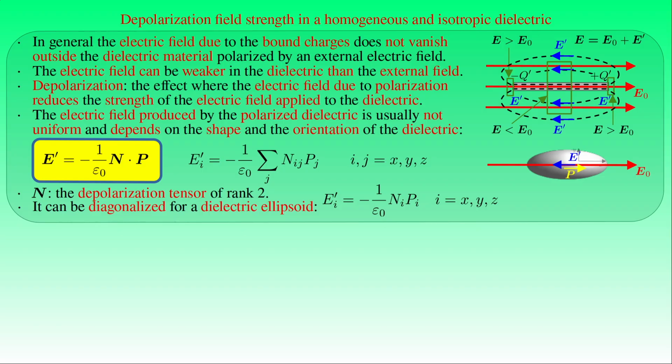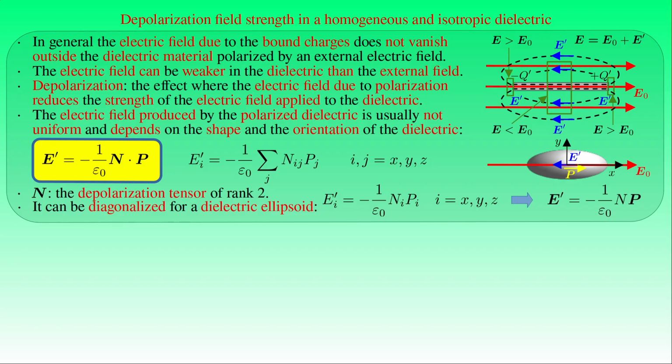If any of the coordinate axes is directed along the polarization vector and the corresponding principal axis of the ellipsoid, then we obtain a simple vector equation stating that the electric field E' is equal to -1 over ε0 times the product of the corresponding principal value of the depolarization tensor n and the polarization vector P. In this case the principal value n is called the depolarization factor of the dielectric ellipsoid.